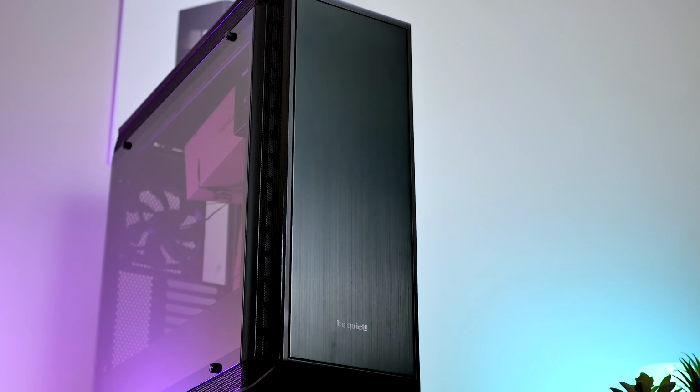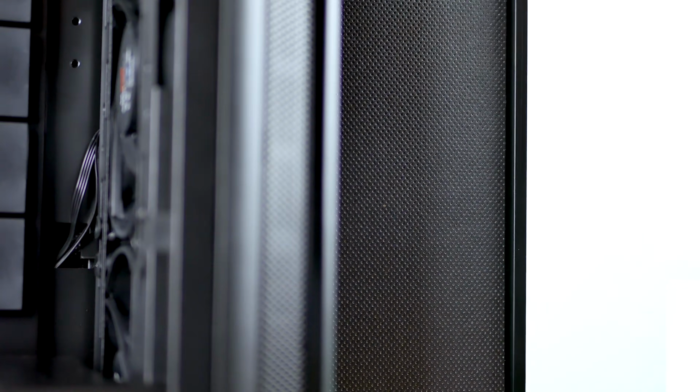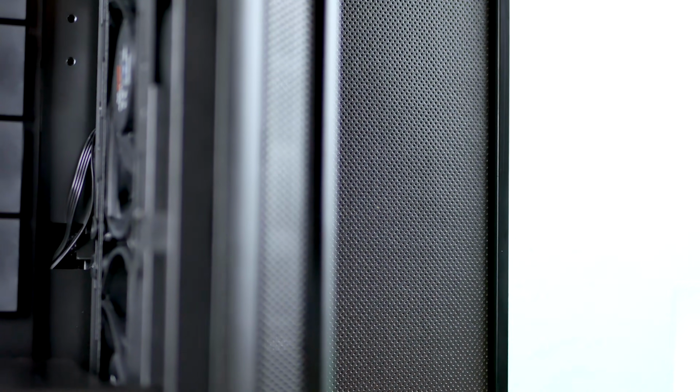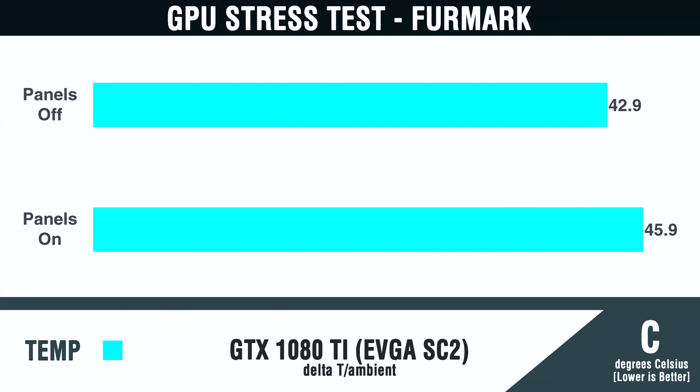Well, the noise canceling padding helps eliminate certain frequencies of noise to make it sound quieter without it actually being quieter. GPU torture testing had the 1080 Ti at 45.9C over ambient with the panels on and 42.9C with the panels off. This was the PWM fan speed on the fans controlled by the motherboard. The change in temperature is 3 degrees Celsius with the panels on and off, so GPU thermals are all around pretty good.